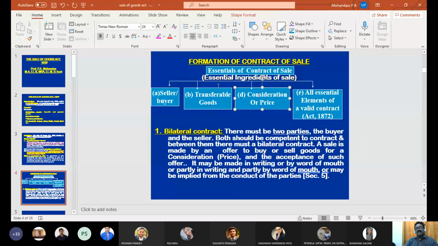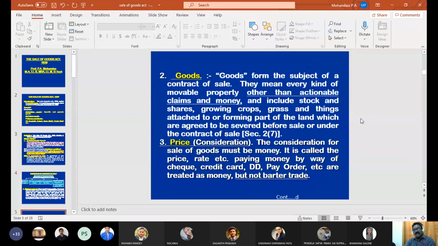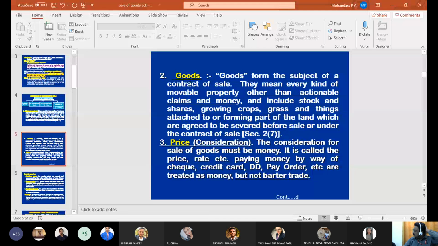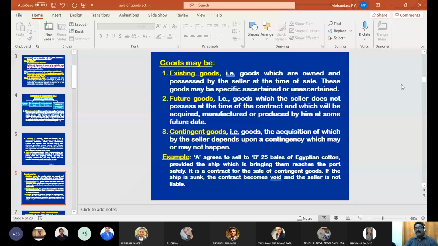It is formed as an essential bilateral contract, which means 2 parties should be there. Then the next one has to be goods, referring to the movable goods. The price has to be the consideration, and all the essential elements of the contract. Goods can be of different types. Existing goods means which are already manufactured, and the seller has in his custody the goods for sale. We call it existing goods. Future goods means yet to be manufactured by someone.